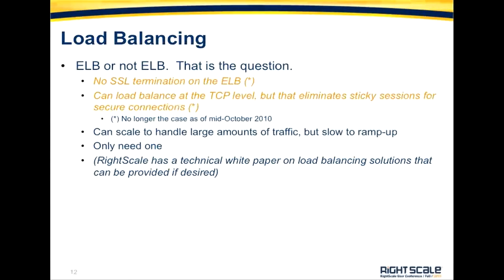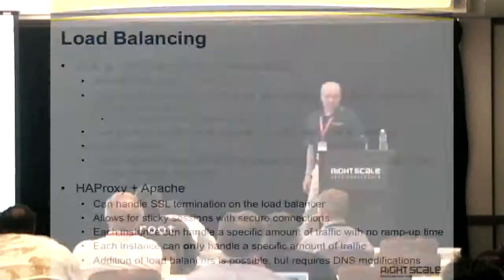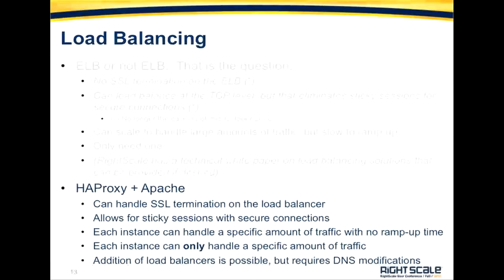So that can be a caveat and a problem. We'll talk about that in the next set of bullets here. The nice thing is you only need one. You create an ELB and it's out there in front and it's handling all of the traffic that you need, okay? The second option that a lot of our customers use is HA Proxy plus Apache.